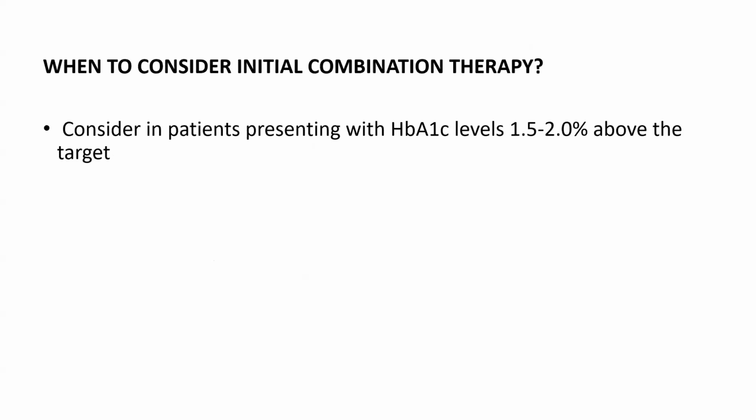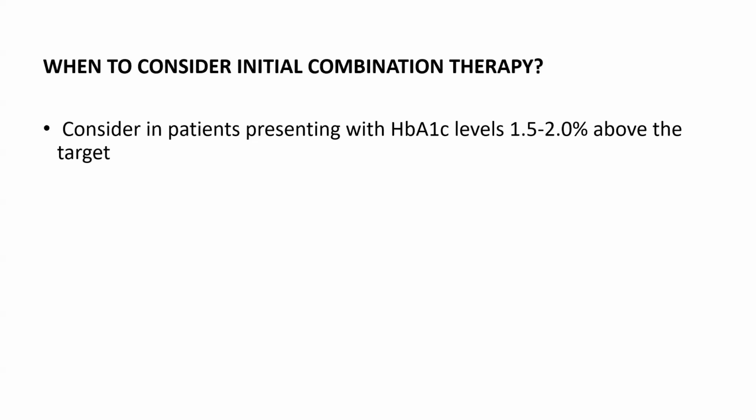Generally, initial combination therapy has its own advantages. For instance, it will establish better control at times, and this tighter control will ultimately lead to fewer complications in the future. Usually, initial combination therapy is considered when patients present with HbA1c levels about 2% above the target HbA1c. So in those patients, you can consider initial combination therapy.